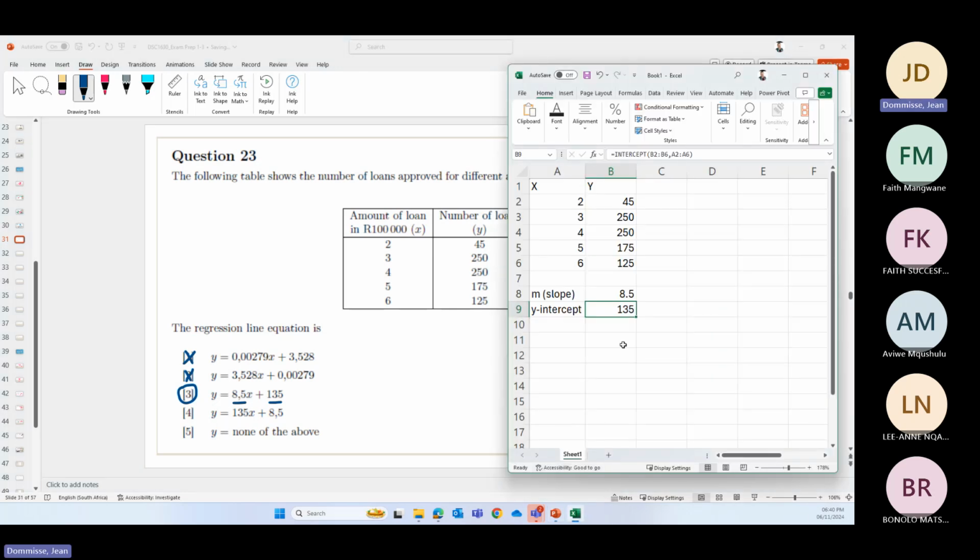Unfortunately, with the information they've given us, there is no other way to do it than to put it into Excel, or to put it into your calculator.